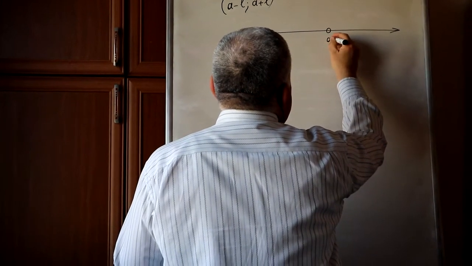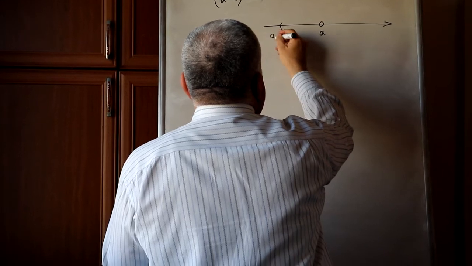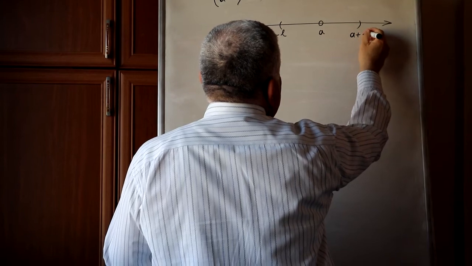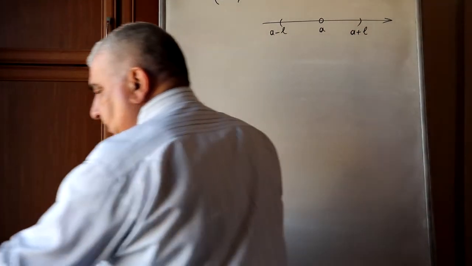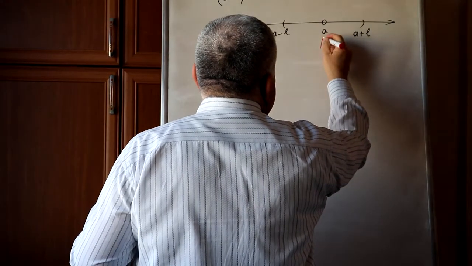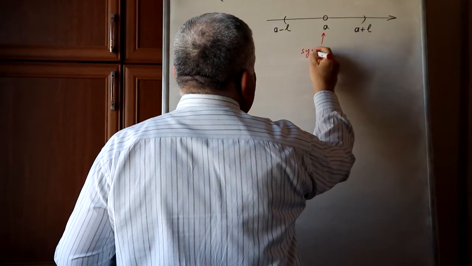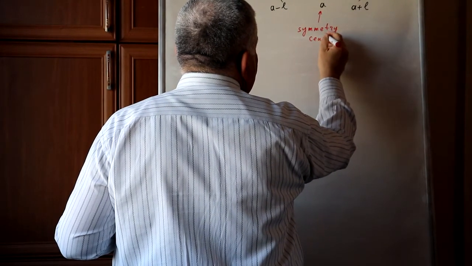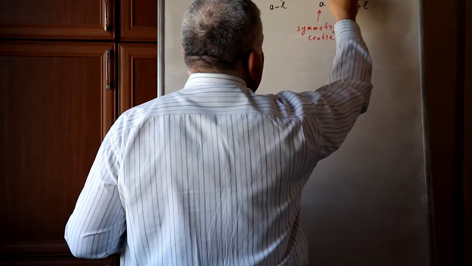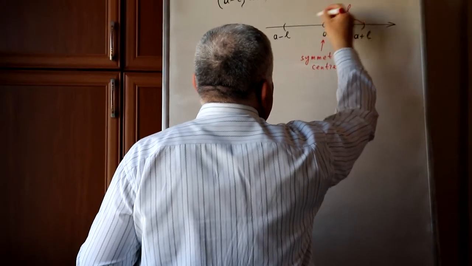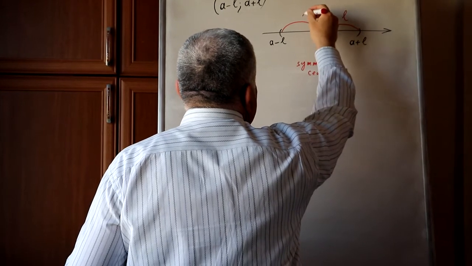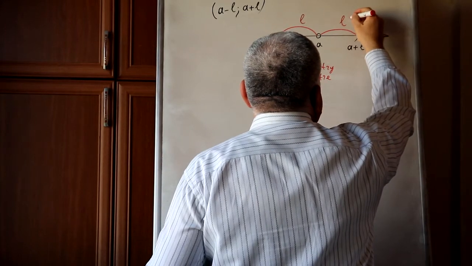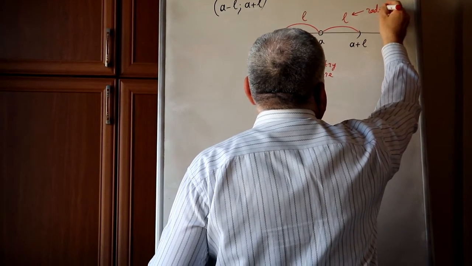It is A, symmetric center, and here A minus L, and here A plus L is situated. And here A is the symmetry center, and it is radius L. This distance is equal to L. L is radius of symmetric interval.